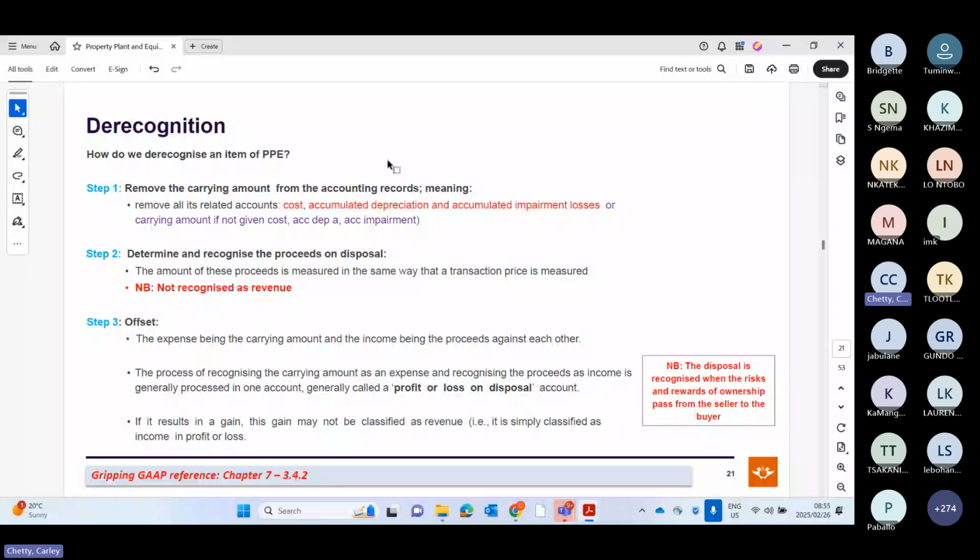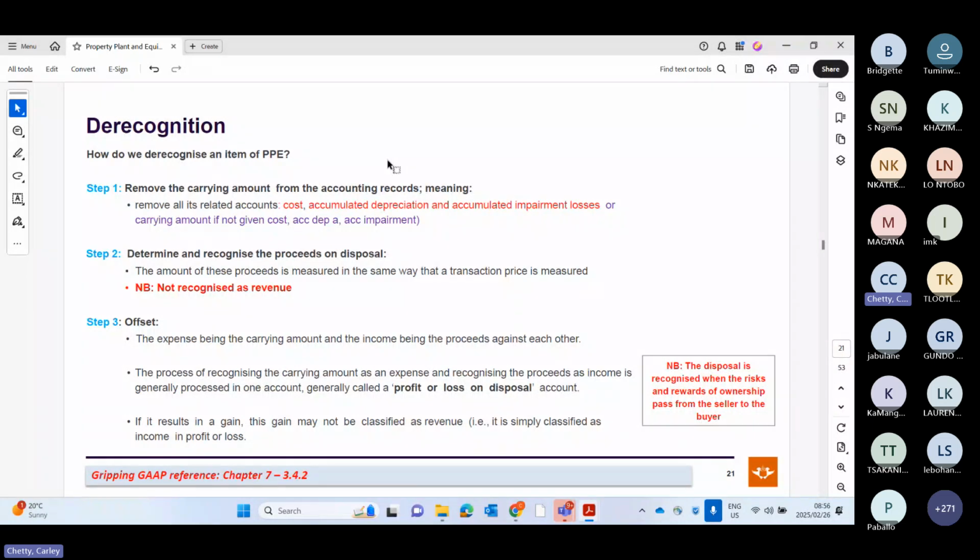So when we recognize the carrying amount as an expense and we recognize the proceeds as income, we are going to process this in one account called a profit or loss on disposal account. If we have a gain, the gain cannot be classified as revenue. It is simply classified as income in profit or loss, okay? And if we have a loss, this is going to be an expense recorded in profit or loss.